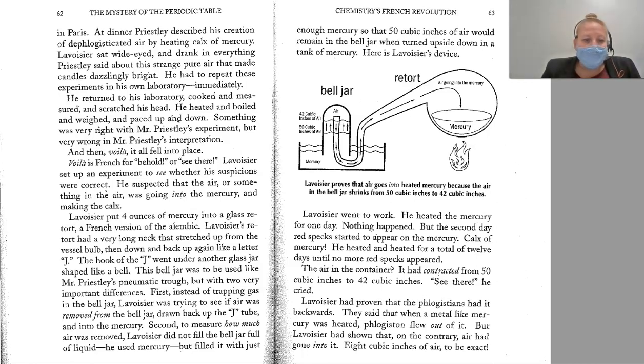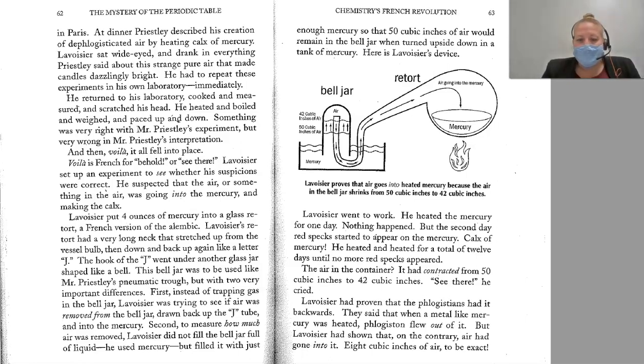First, instead of trapping gas in the bell jar, Lavoisier was trying to see if the air was removed from the bell jar, drawn back into the J tube and into the mercury. Secondly, to measure how much air was removed, Lavoisier did not fill the bell jar full of liquid. He used mercury, but filled it with just enough mercury so that 50 cubic inches of air would remain in the bell jar when he turned it upside down in a tank of mercury. Here is Lavoisier's device.